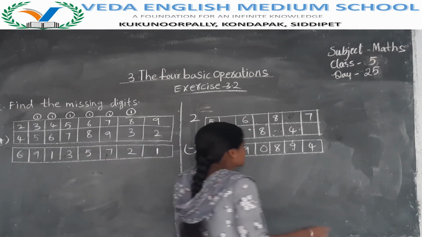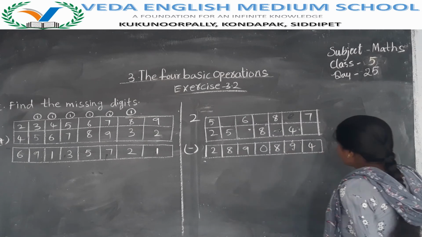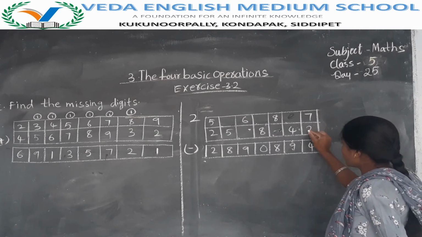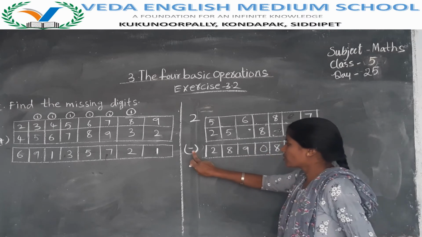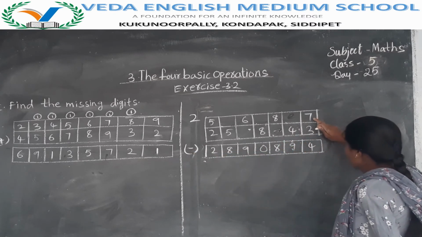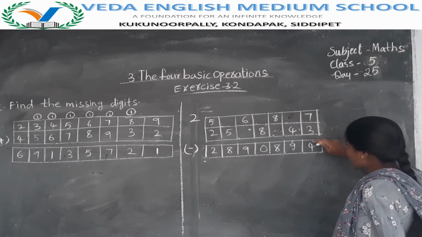Next come to the subtraction. Now subtraction, 7 minus 4, 3. Why am I saying subtraction? Because in the textbook they have given it as subtraction. Now here 7 minus 4, 7 minus 3 is 4.